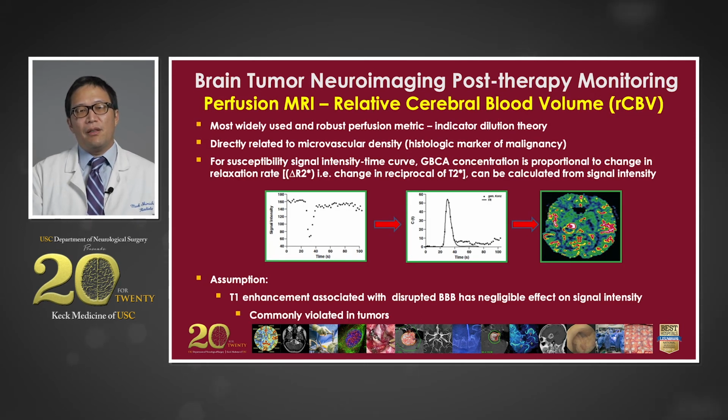Now, there is a metric that you'll hear. It's called rCBV, which stands for relative cerebral blood volume. And so this is the main number or value that we get from perfusion MRI that is most relevant to brain tumors. And higher numbers indicate a higher degree of aggressiveness and malignancy, and lower numbers indicate a lower grade or potentially post-treatment radiation effect.